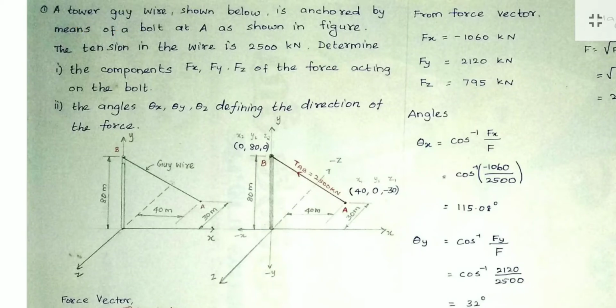A tower guy wire is shown below. One wire is used as a guy wire. A guy wire is used to hold the tower in position. So it is anchored at A, that is, at the ground. At the ground, the tower is anchored with the help of the guy wire.